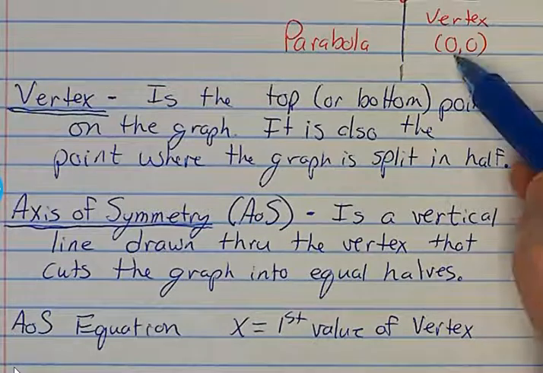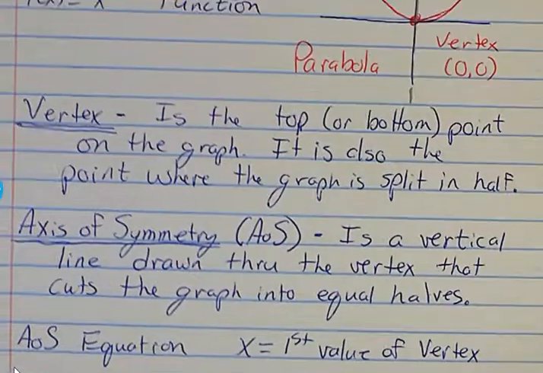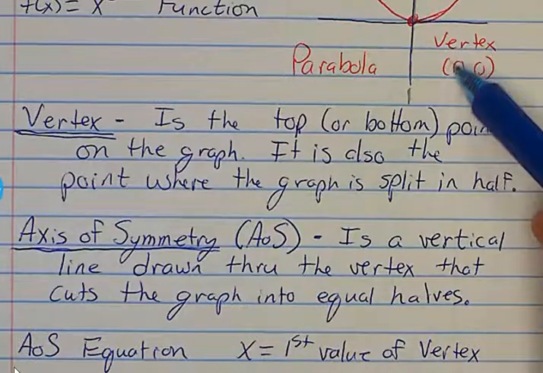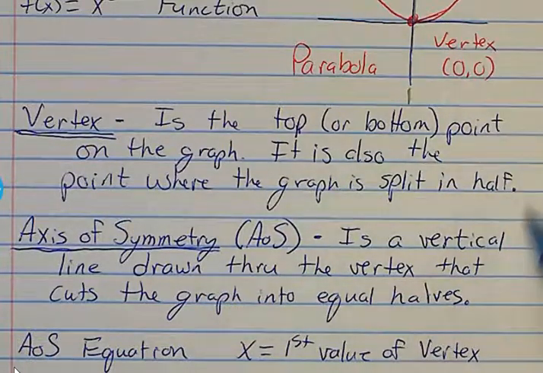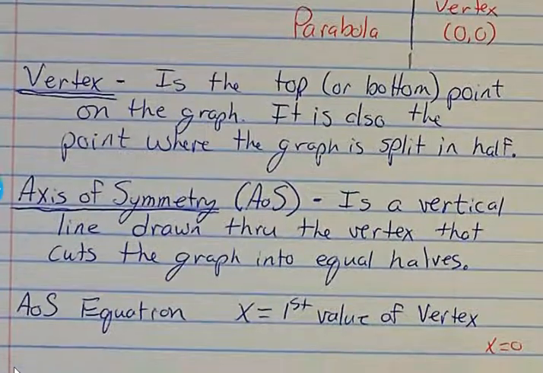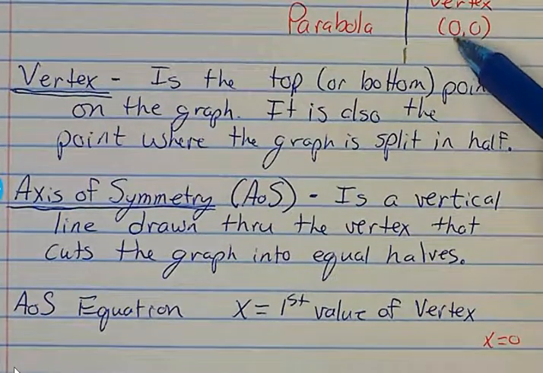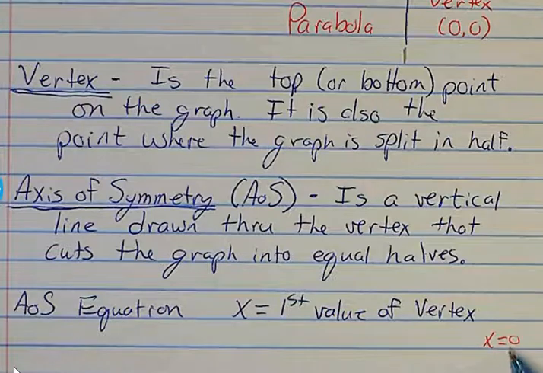So if we go back to the basic graph up here, if we did x squared and we don't move the graph at all, the vertex is always 0, 0. So this equation would have been x equals 0. If they ask you to write the axis of symmetry equation for this one, because the x value of the vertex was 0, it would just be x equals 0. Now again, that'll change on every problem because it always depends on what the vertex is. But for this particular problem, it would have just been x equals 0.